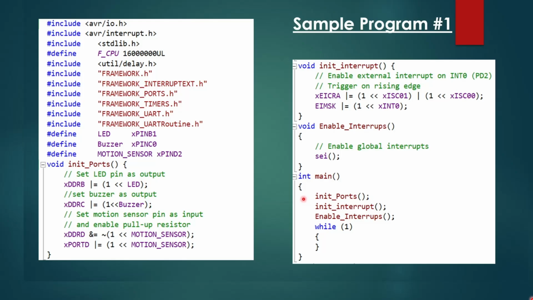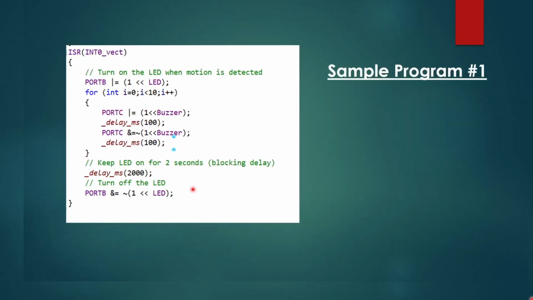Now, continue with the main program. What this program is going to do, I should say, is call out all the routines needed to initialize and enable interrupts. That would be init ports, init interrupts, enable interrupts. So let's jump into the interrupt service routine.